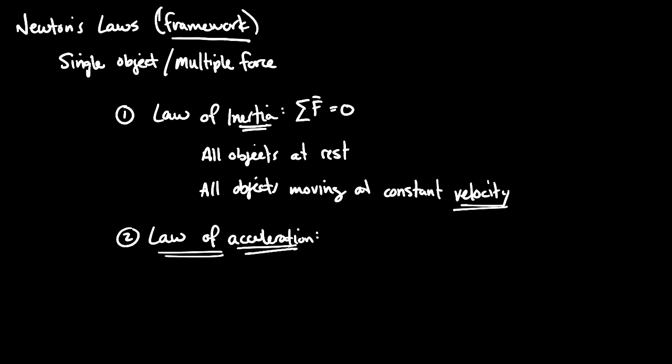If you see something's motion change, even if you don't know why, there must be an external or unbalanced force acting on the object. That's Newton's second law. It's a law of acceleration. An object experiencing an external unbalanced force must accelerate.